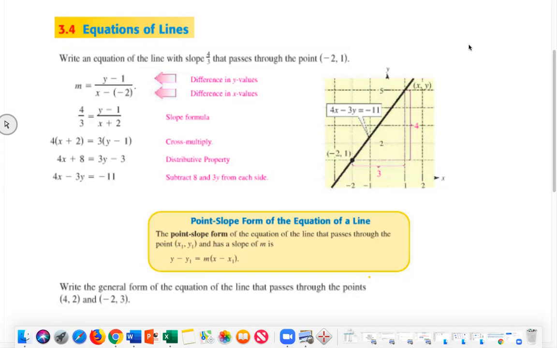So with the equations of lines, there are 2 things that make up an equation of a line. 1, slope. You always need your slope for the equation of a line. Slope is defined as the rise over the run. It is defined as the change in y over the change in x. That's why we subtract. Okay, so writing the equation of a line with the slope of 4/3, it passes through this point. There are 2 ways to go about it.